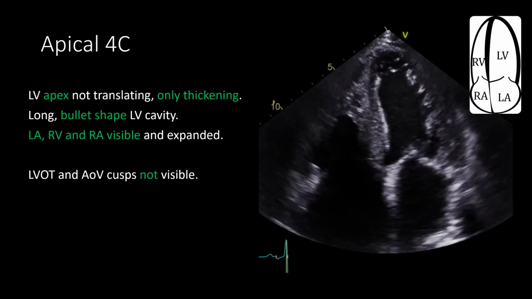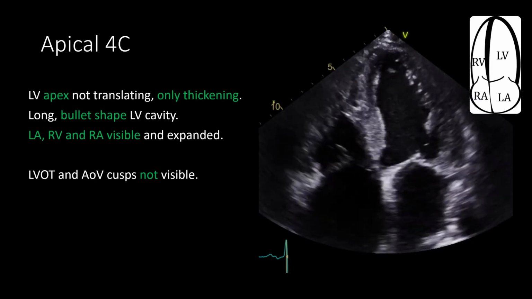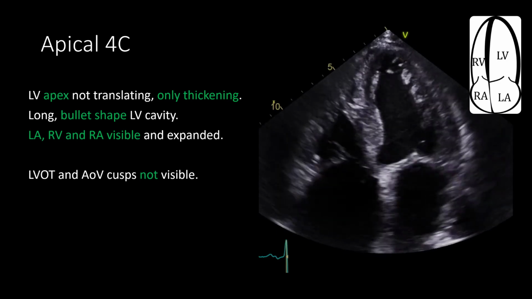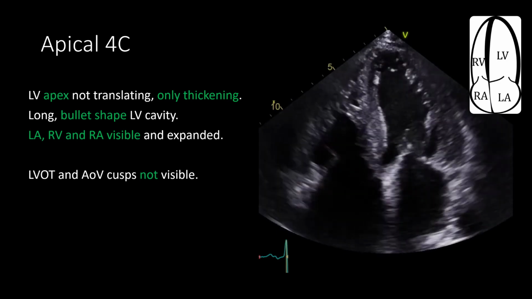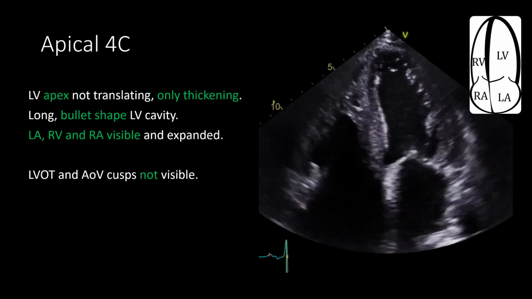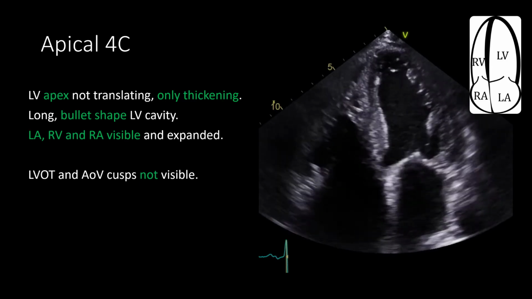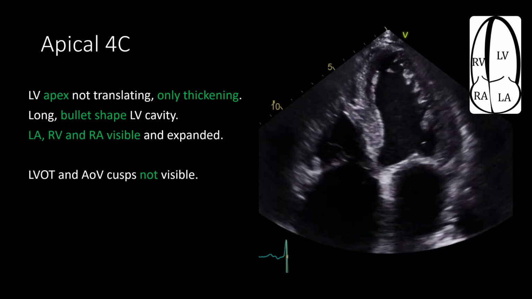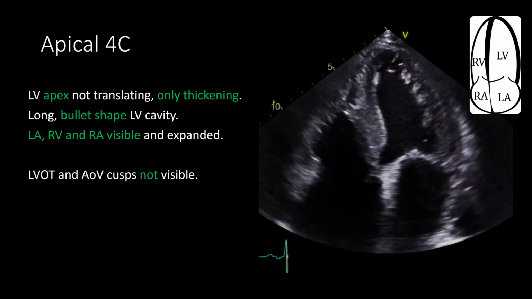The apical 4-chamber view is the basic view for budding echocardiographers. This view is most useful for overall generalized assessment of global biventricular function and atrial size. It also allows proper inspection of the mitral valve and tricuspid valve, as well as septal interactions.